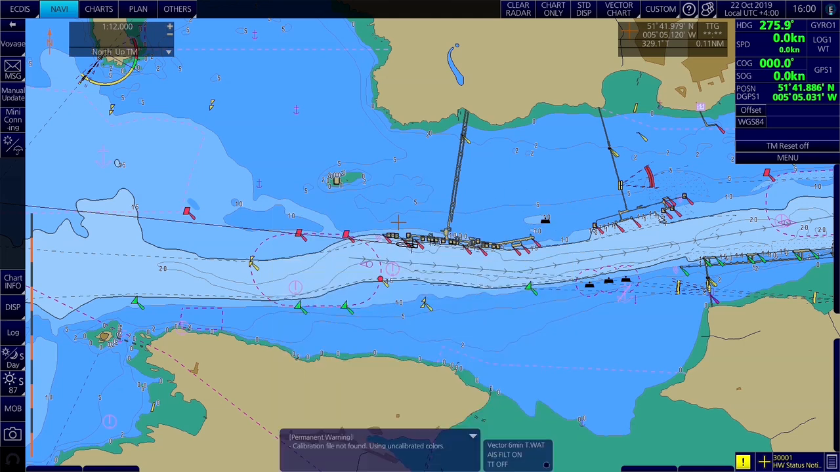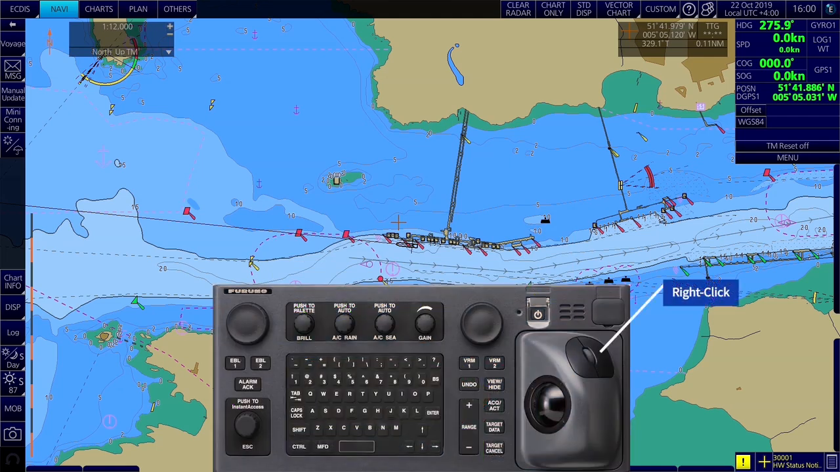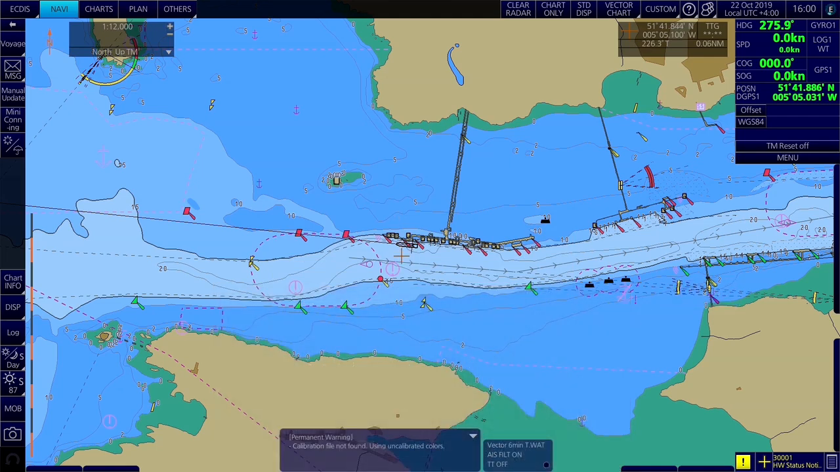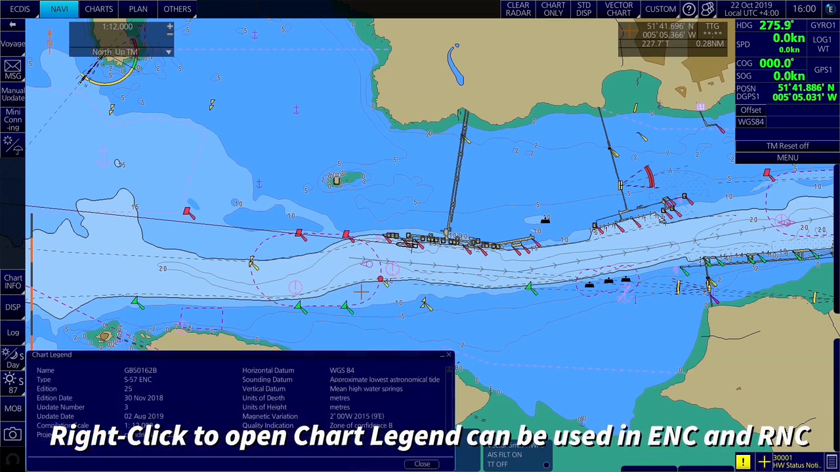Chart legend can be accessed through the context-sensitive menu that appears when you right-click in the chart. The function is available in ENCs as well as in RNCs, and it can be used in Navi mode and in voyage planning mode.